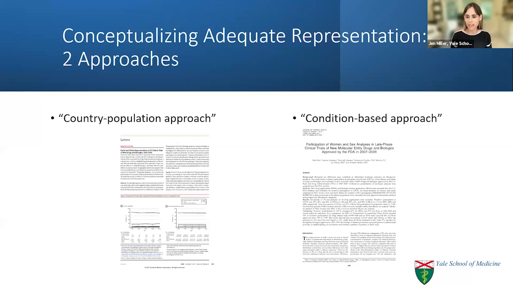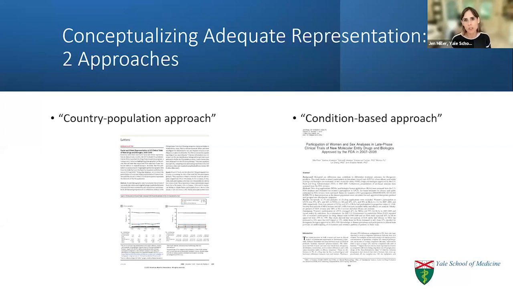It was used by Doctors Milena Lolik and Janet Woodcock and colleagues to assess the adequacy of racial and ethnic representation in US clinical trials supporting FDA approval of new drugs and biologics from 2015 to 2019. In contrast, the condition-based approach suggests trial participant demographics should mirror those of the patient population in a given country with the study's targeted condition.